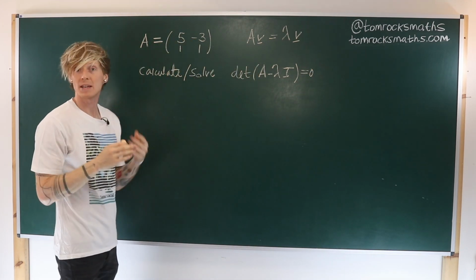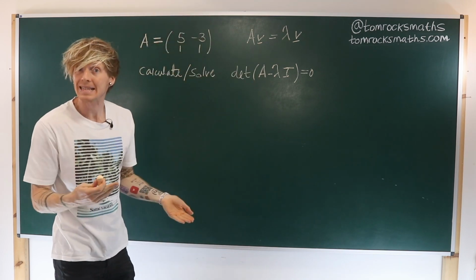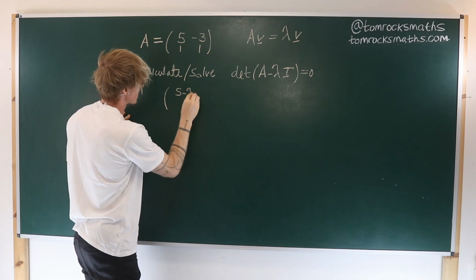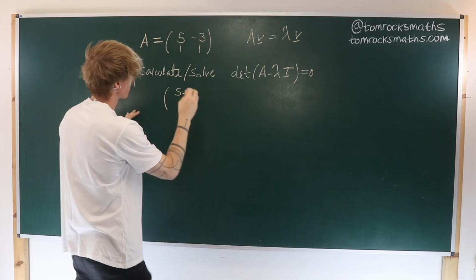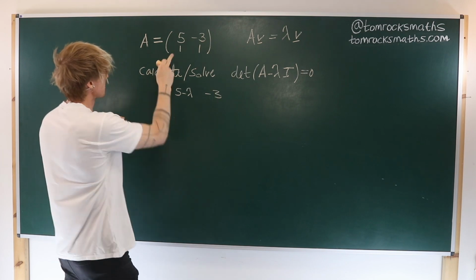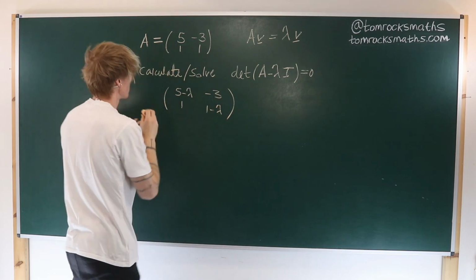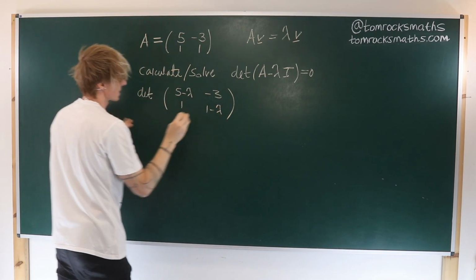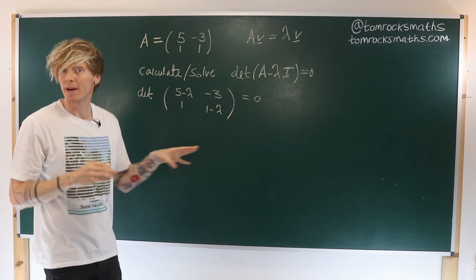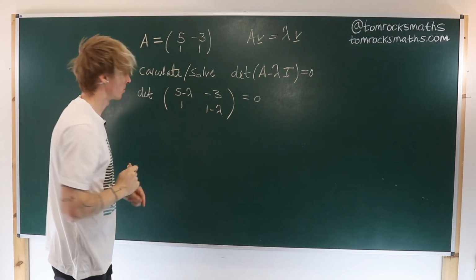So here we have a 2x2 matrix. So lambda times the 2x2 identity will give me 5 minus lambda in that first entry, minus 3, because there's a 0 in the identity matrix there. That stays as 1, and then this becomes 1 minus lambda. And we want the determinant of this to be equal to 0. Now this is a 2x2 matrix. The determinant is just the diagonal ones minus the off-diagonal product.